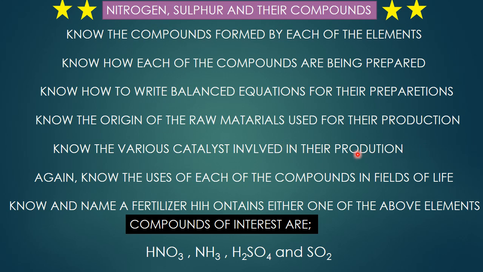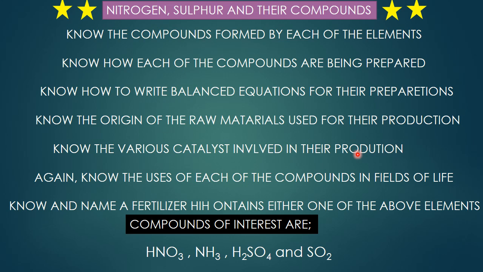For instance, friends, we can talk about the Haber process, or the production of ammonia, or the contact process, which is the production of sulfur dioxide, which eventually leads us to the production of sulfuric acid. You should know that it's super important, because questions will always be asking you for it.